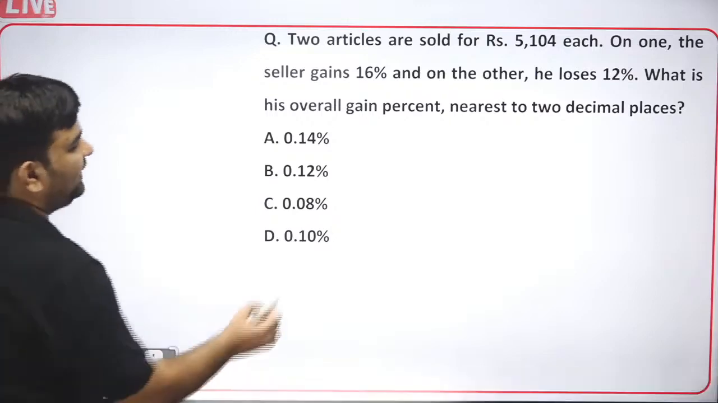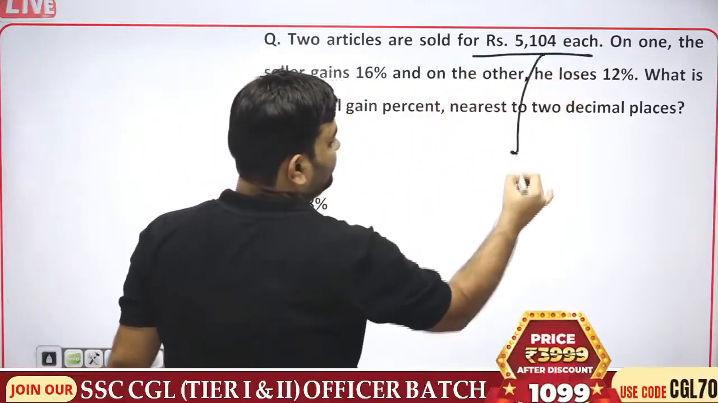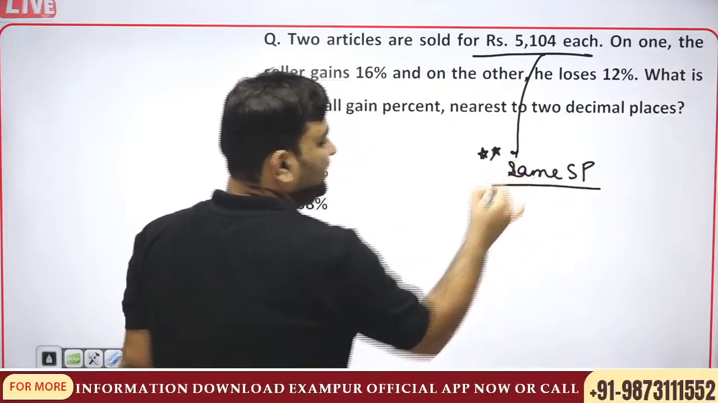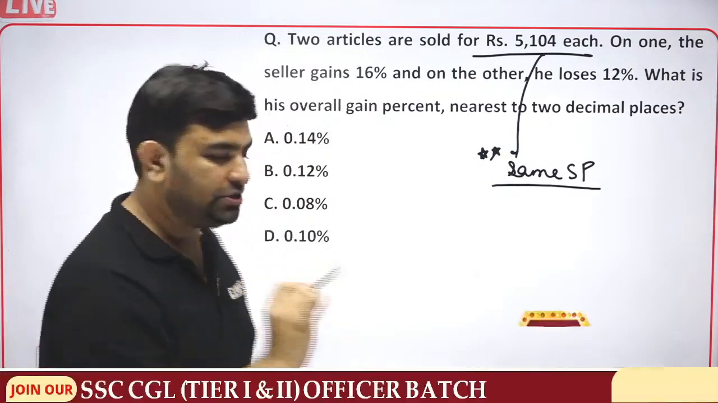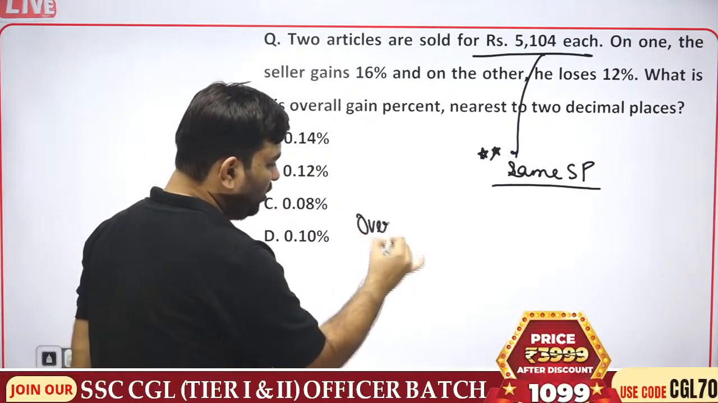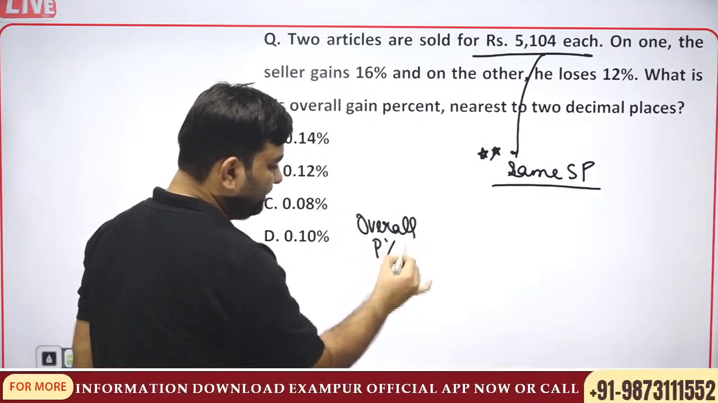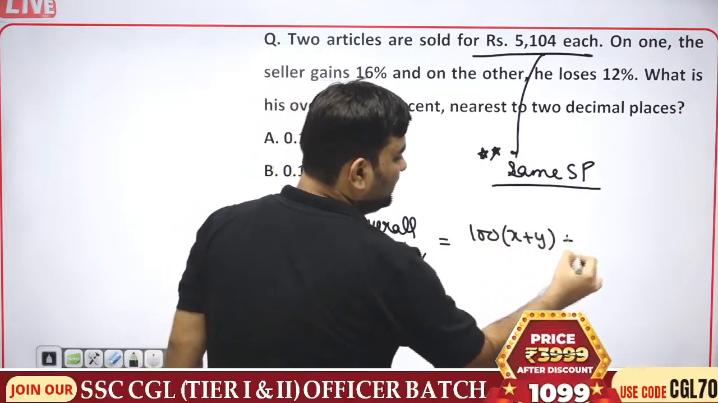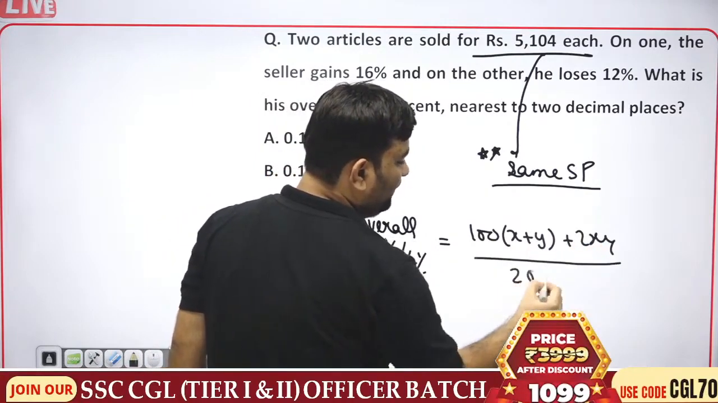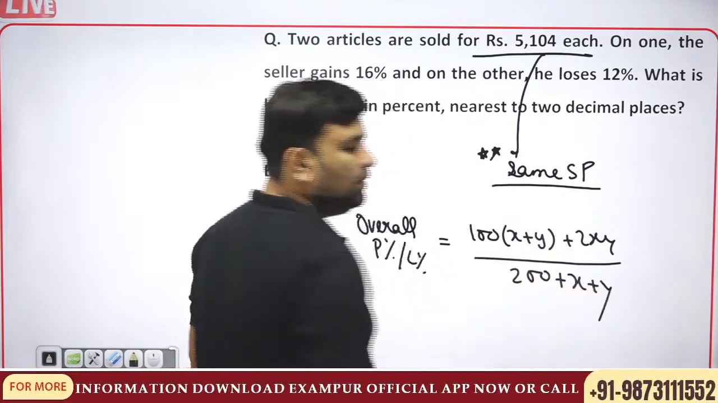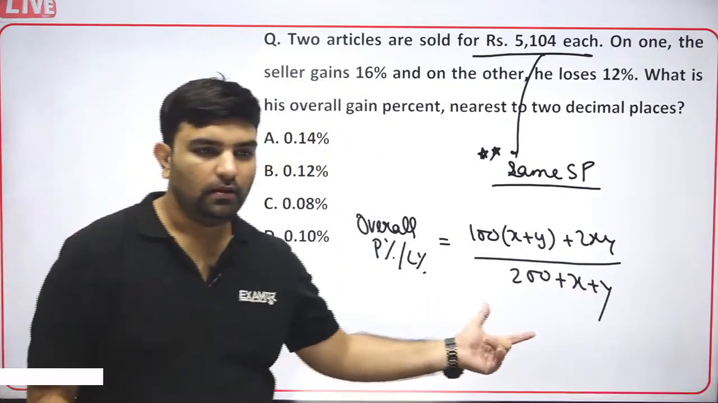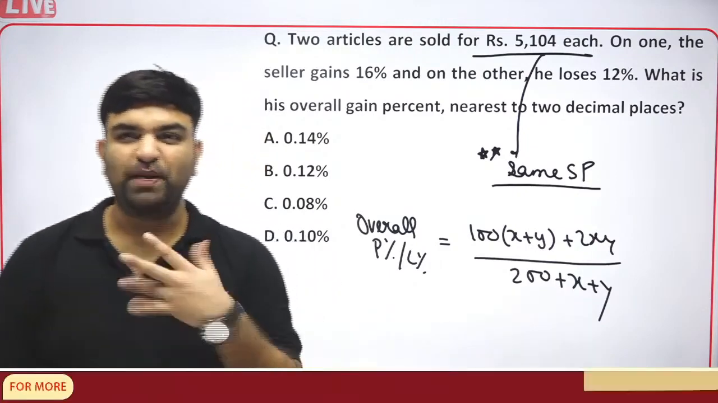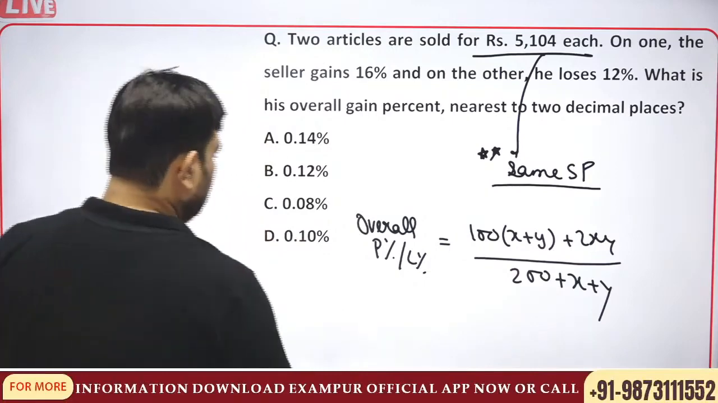Both are sold for the same selling price. Whenever two articles are sold for the same selling price, there is a formula for the overall profit or loss percentage calculation. That is 100 times x plus y plus 2xy upon 200 plus x plus y. Yes, it's complicated, but it's a gem. Gem means best in the world. Directly put the values.